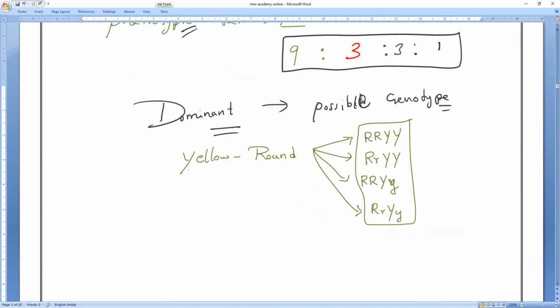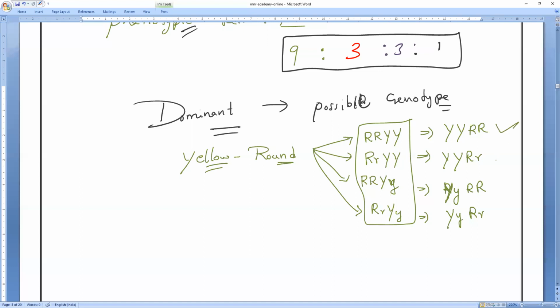But I reversed it here. Yellow round, I have written round yellow, so you can take the opposite. Capital Y, capital Y, capital R, capital R. Capital Y, capital Y, capital R, small r. Next one, capital Y, small y, capital R, capital R. Last one, capital Y, small y, capital R, small r.